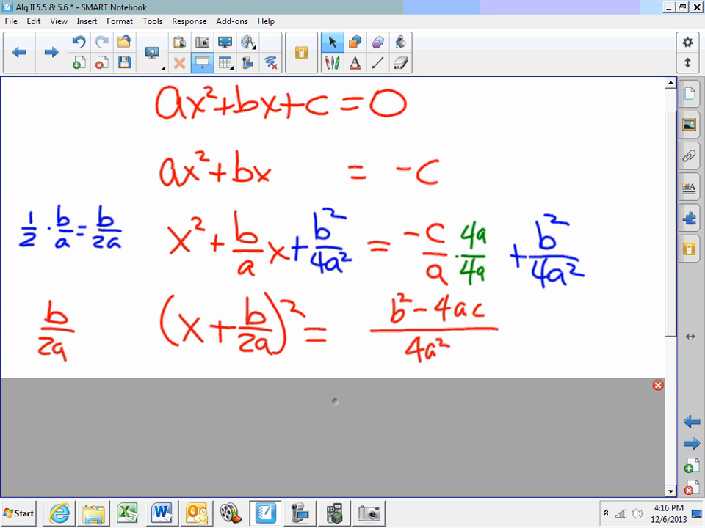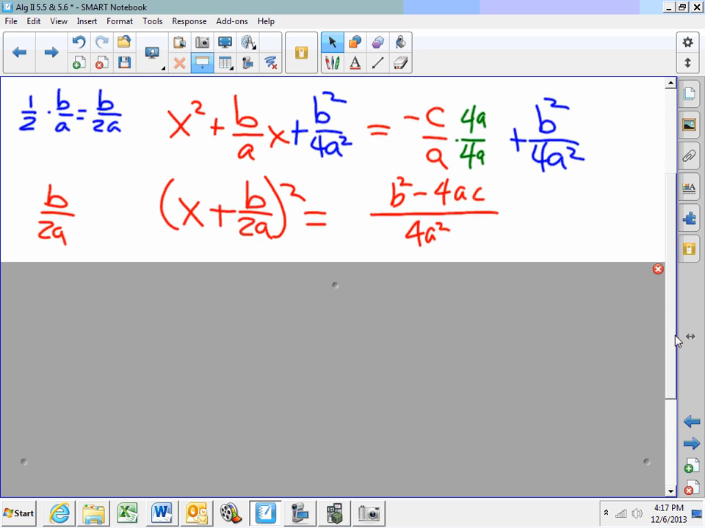Now remember, when you complete the square, what you get then is a trinomial that can be expressed as a binomial that's a perfect square. So x squared plus b over a x plus b squared over 4a squared actually becomes x plus b over 2a squared. Now remember, the first term in the binomial is the square root of x squared. The last term in the binomial is what you square to get b squared over 4a squared. Well, we squared b over 2a to get b squared over 4a squared, so it's b over 2a. And then we take the sign of the middle term, which is plus, and so we get x plus b over 2a quantity squared is equal to b squared minus 4ac over 4a squared.